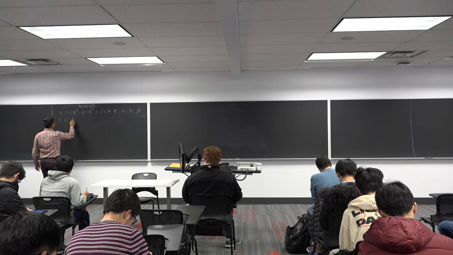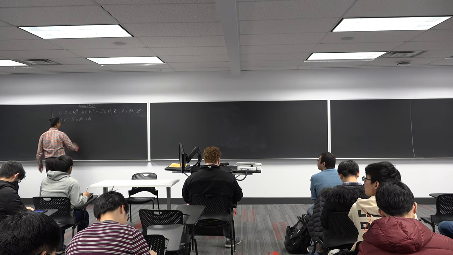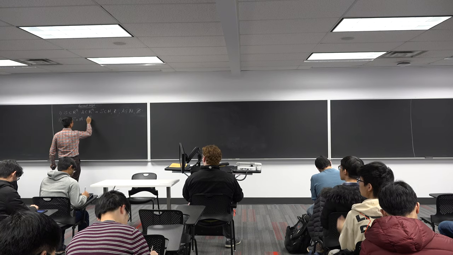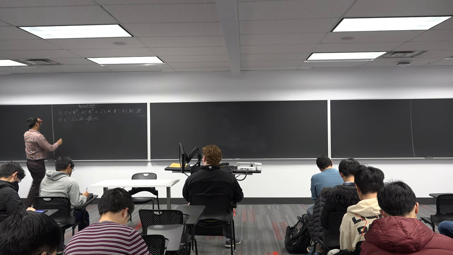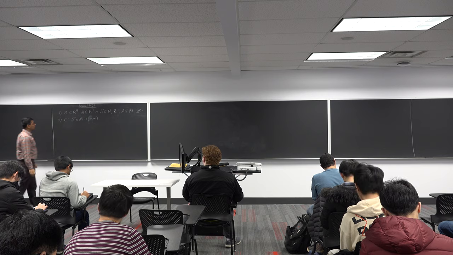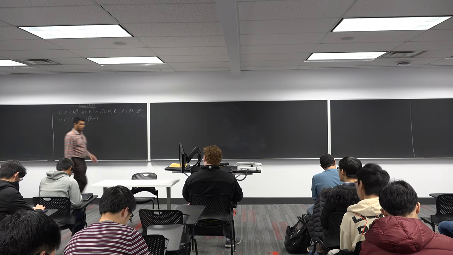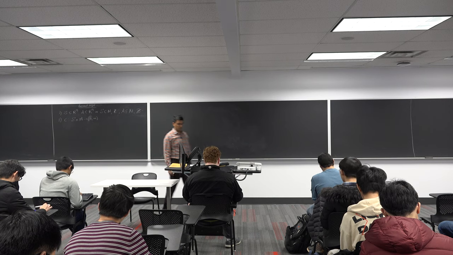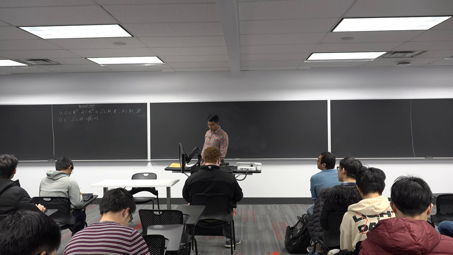We have a cost from S cross A to R. Well, not R actually, let me make it 0, infinity. So you want the cost to be bounded from below. So I'm just using 0 as the lower bound. You can put any lower bound you want as long as it's finite.